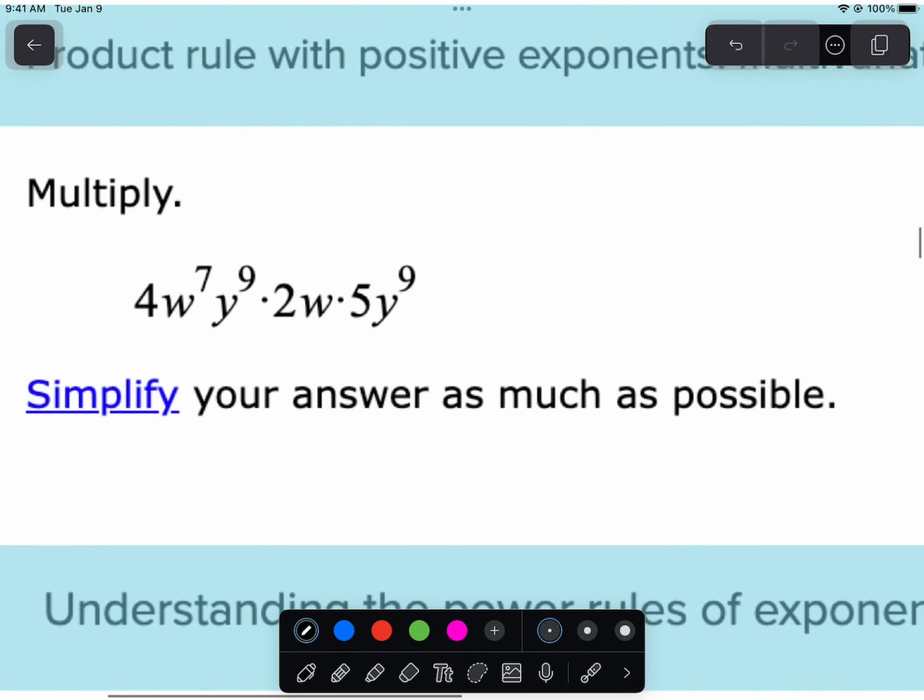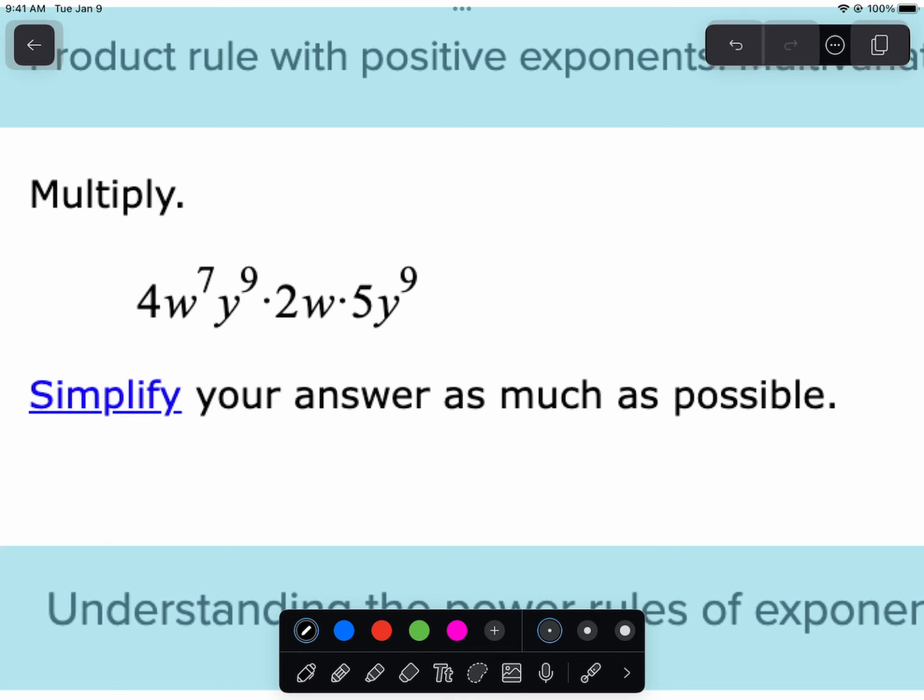So, multiplication is commutative. You can do multiplication in any order that you want. So my suggestion when you're doing this problem will be, let's take our numerical components, the 4, the 2, and the 5. Let's think of them first.